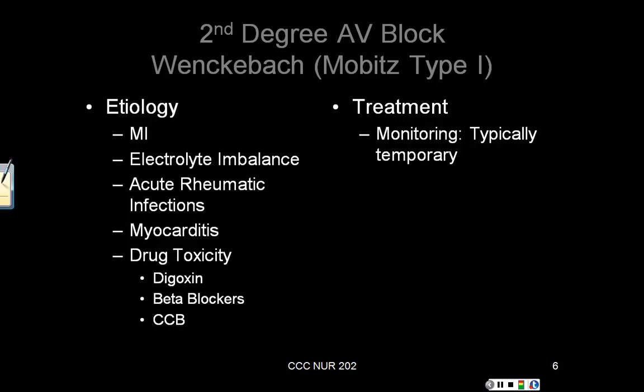Treatment typically is monitoring for these patients. This rhythm typically will meet the metabolic demands of the body, but it actually can progress into a more ominous type rhythm, such as the third degree AV block or the Mobitz type 2 second degree AV block. So our job with this patient is to monitor them to see if either they go back to a normal rhythm or move forward to a worse rhythm.